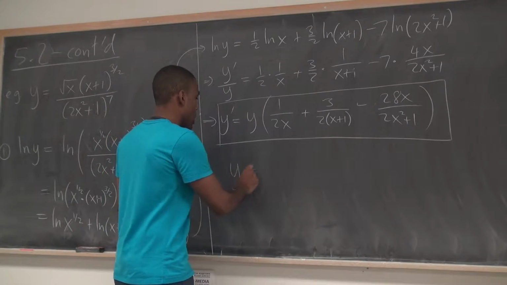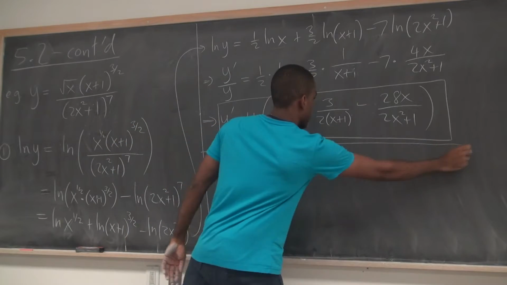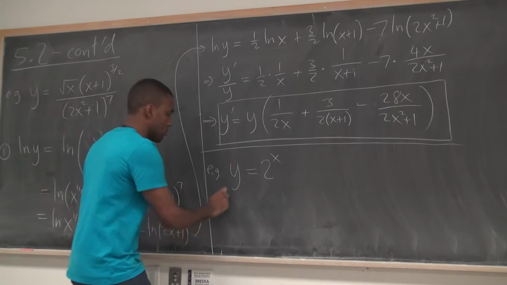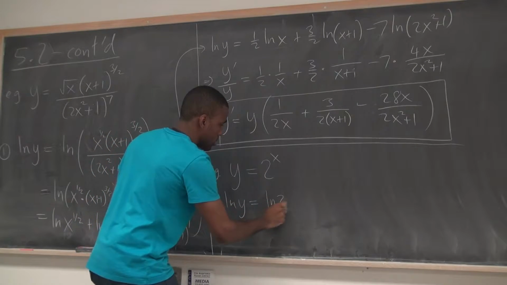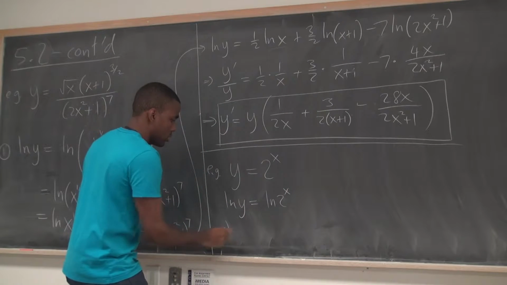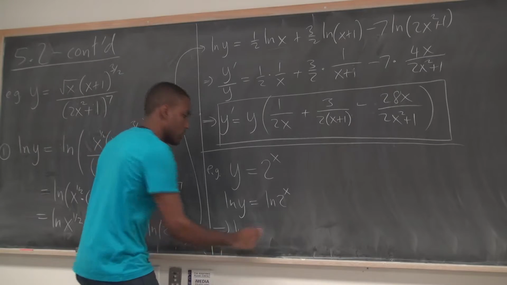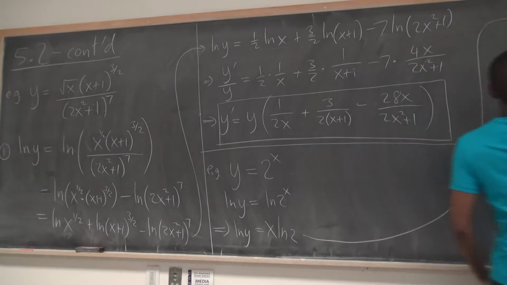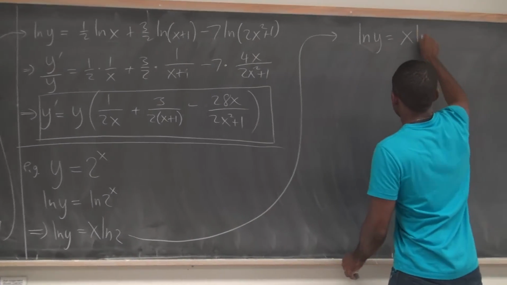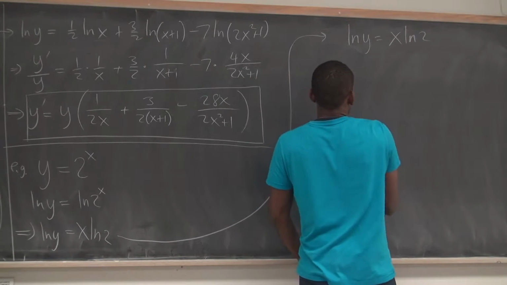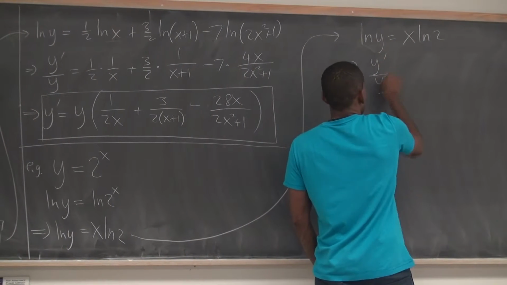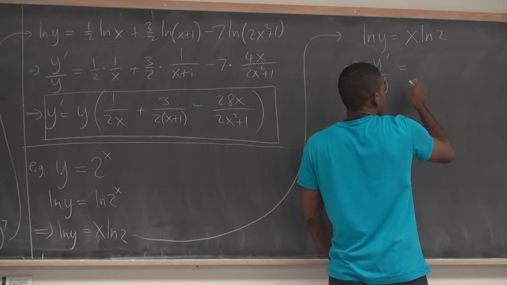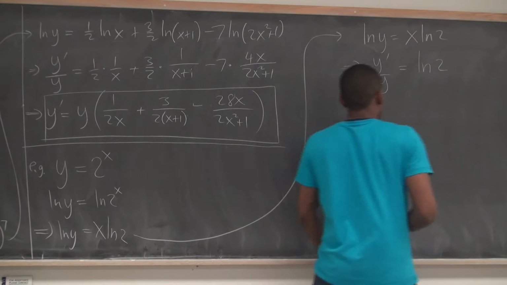What if I said something like, another example, y equals 2 to the x. Log both sides, that's easy. So I get ln y would be x ln 2. So ln y is equal to x ln 2. And so if I differentiate both sides, what do I get? y prime over y equals ln 2. Oh yeah. Right?